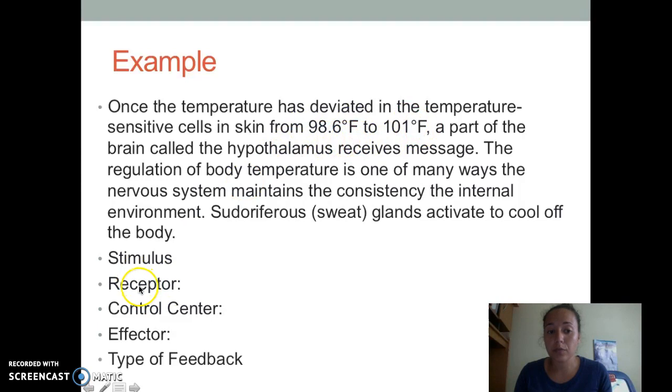The receptor is what senses the change. Okay, it's monitoring and it senses when the change occurs. That's going to be temperature sensitive cells. You've actually seen that in the diagram previous.